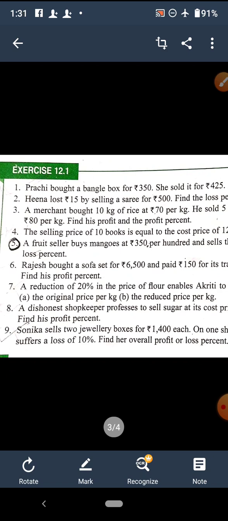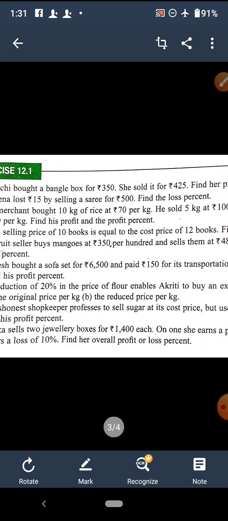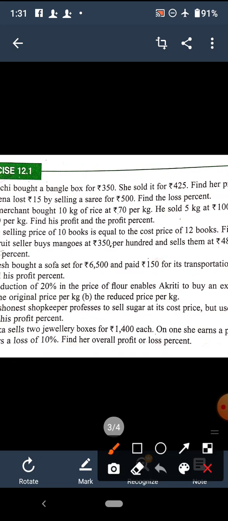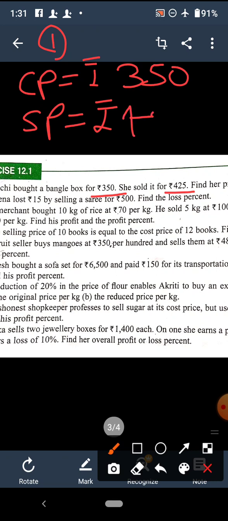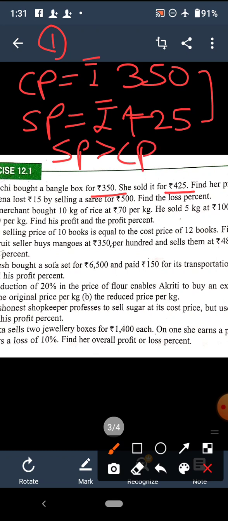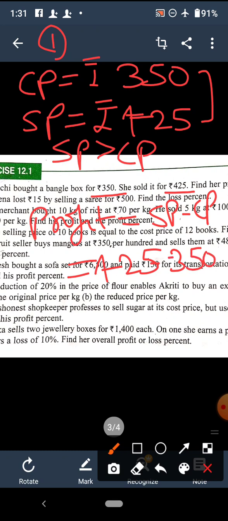Prachi bought a Bengal box for rupees 350 and she sold it at 425. So in question number 1, you see that the cost price is rupees 350 and the selling price is rupees 425. Now you can compare that the selling price is more than the cost price, so there is a profit. So what is the profit? Selling price minus cost price. You will subtract 425 and 350, so the difference will be rupees 75.